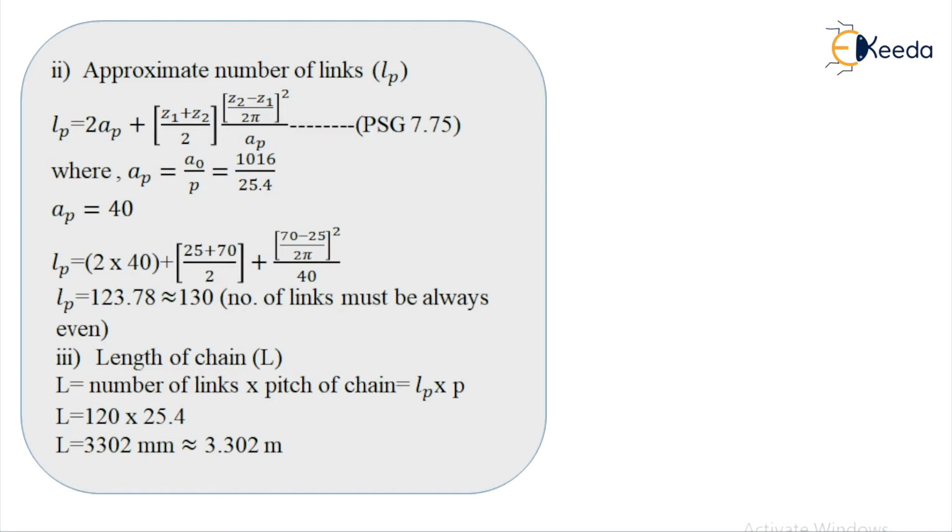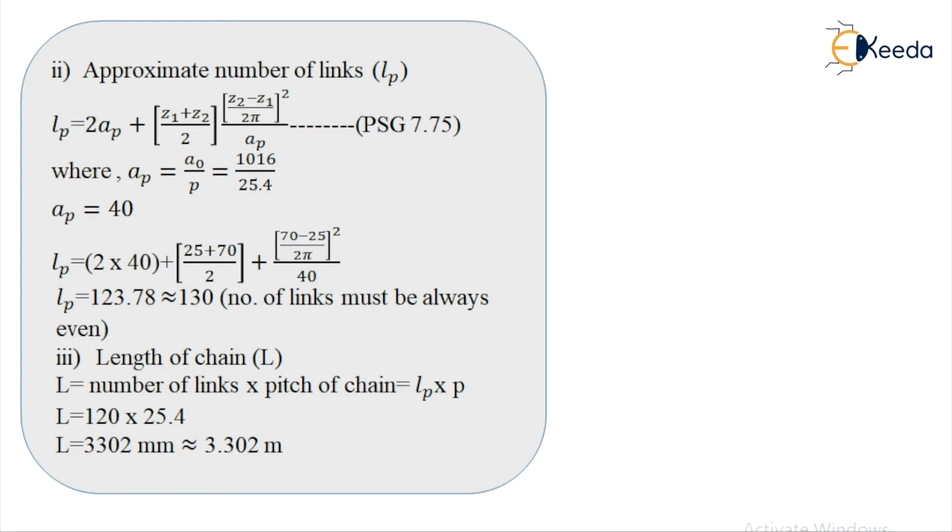Next, the approximate number of links, that is LP. The formula is LP is equal to 2AP plus (Z1 plus Z2) divided by 2 plus [(Z1 minus Z2) divided by 2 pi] whole bracket square divided by AP. This we are referring to PSG 7.75, where AP is equal to A0 upon P, that is 1016 upon 25.4. That gives me AP is equal to 40.